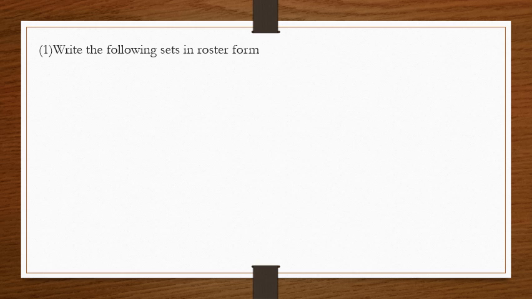Write the following sets in roster form. In a previous video, we discussed the roster form and set builder form of sets, so please watch that video first. Here the question is: A is the set of x such that x is an integer and x is greater than or equal to -3 and less than 7. So we need to write the integers which are greater than or equal to -3 and less than 7.